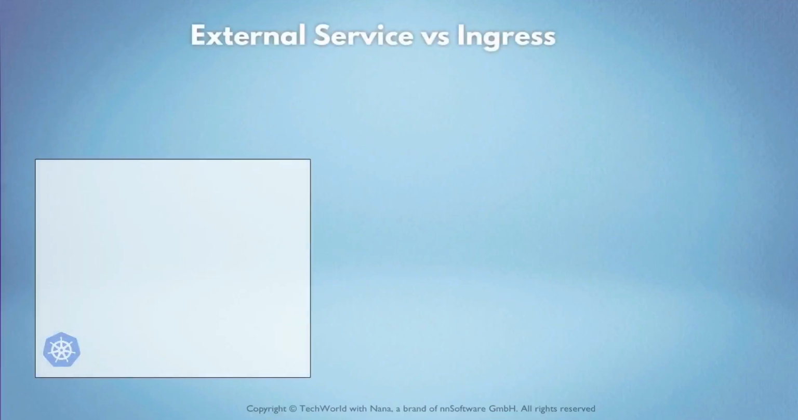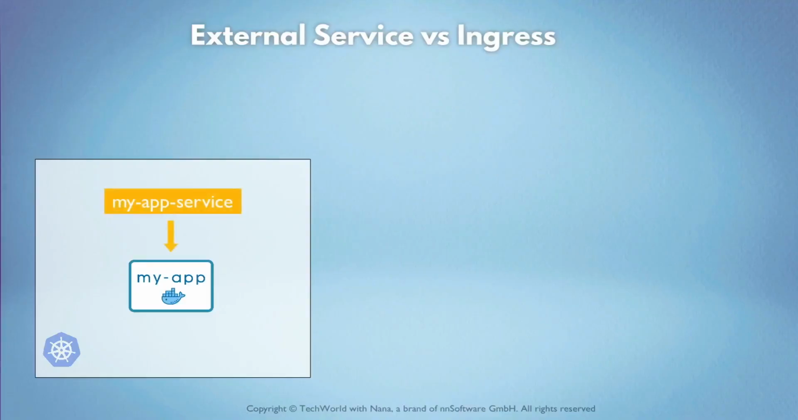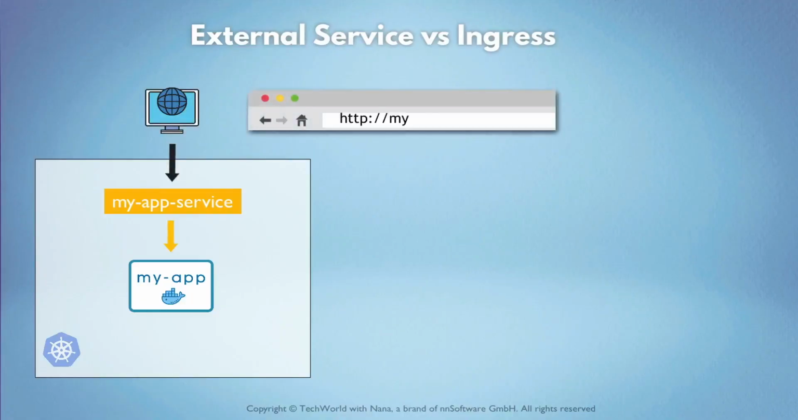So first of all, let's imagine a simple Kubernetes cluster where we have a pod of my application and its corresponding service, my app service. So the first thing you need for a UI application is to be accessible through browser, right? So for external requests to be able to reach your application.